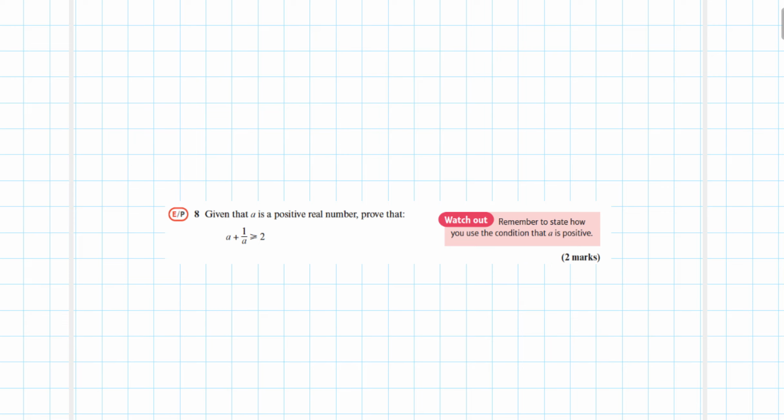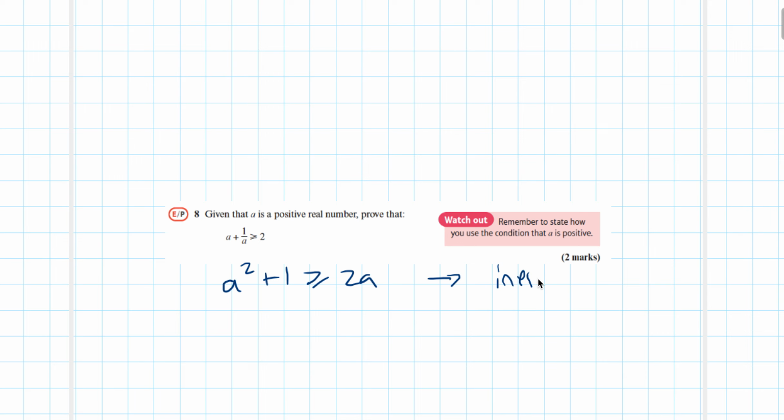Question 8, given that a is a positive real number, prove that a + 1/a is greater than or equal to 2. So the first thing I probably want to do here is get rid of the a. So I'm going to multiply everything by a. So I'm going to get a^2 + 1. Now here's the interesting thing, and this is where the watch out thing is, I keep the inequality the same.